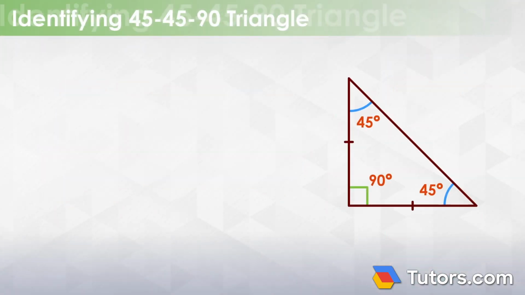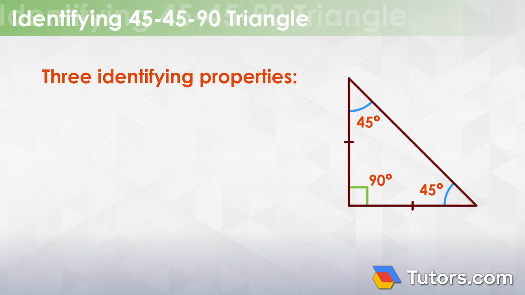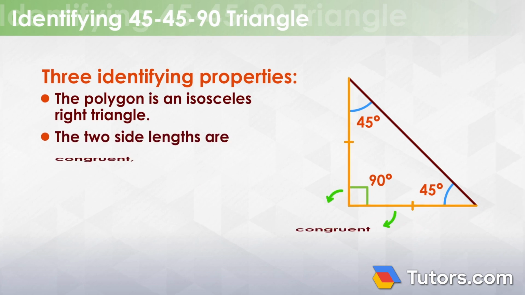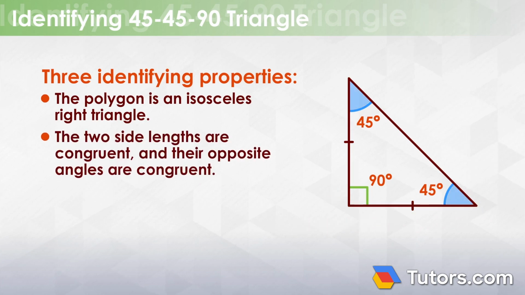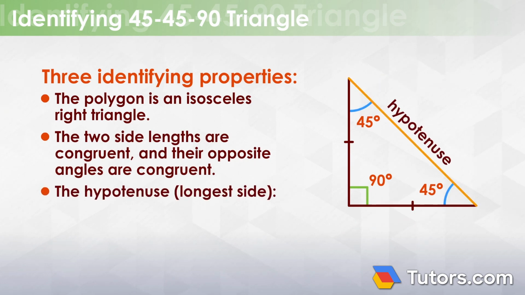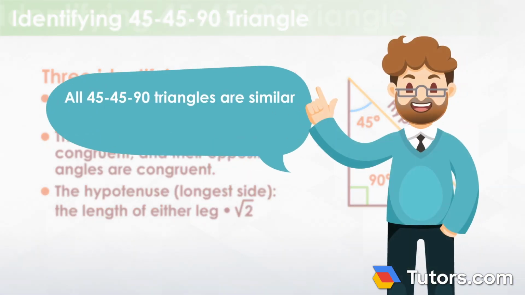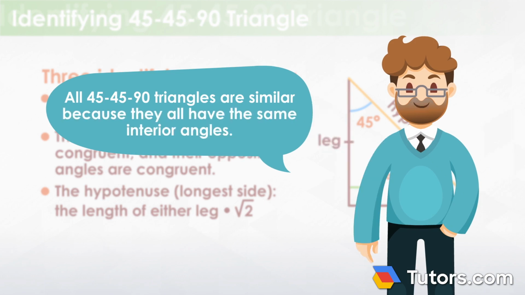To identify 45, 45, 90 special right triangles, check for these three identifying properties. The polygon is an isosceles right triangle. The two side lengths are congruent and their opposite angles are congruent. The hypotenuse, longest side, is the length of either leg times the square root of 2. All 45, 45, 90 triangles are similar because they all have the same interior angles.